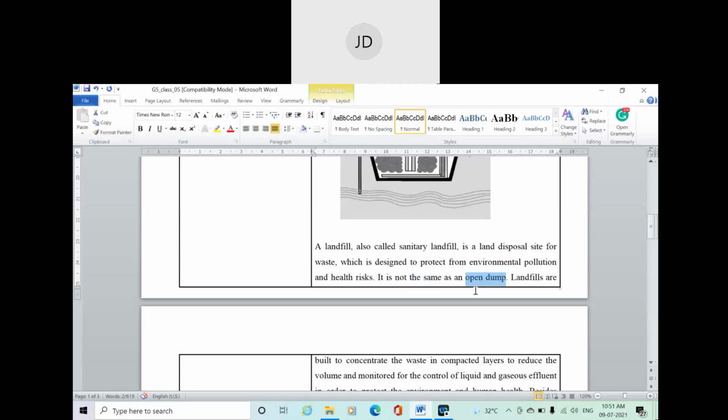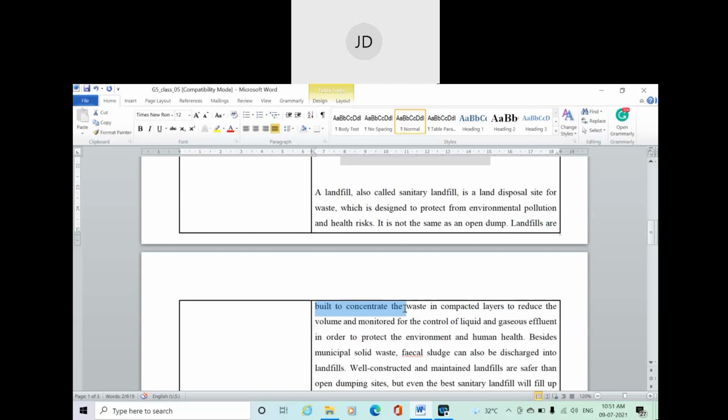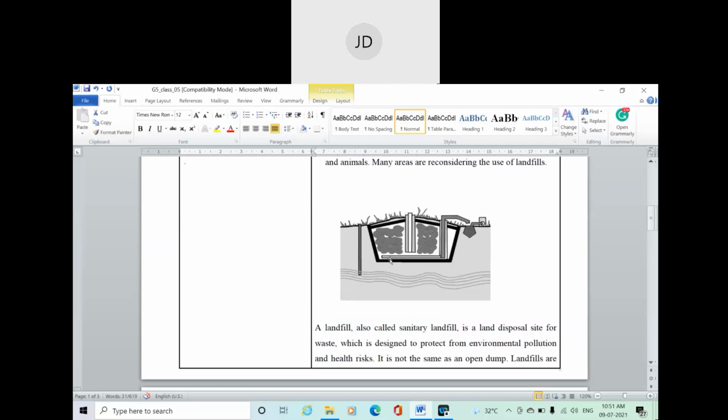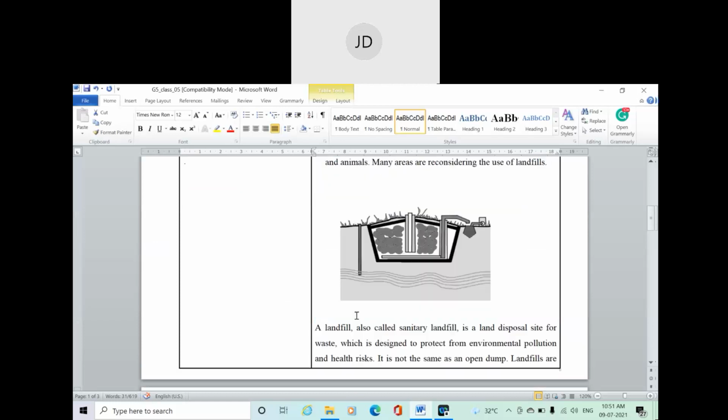Landfills are built to concentrate the waste in compacted layers to reduce the volume, with monitoring for the control of liquid and gaseous effluent in order to protect the environment and human health. That means time to time inspection of the leachate collection and gas collection should go on simultaneously. We need to check the quality of groundwater via this groundwater monitoring system.